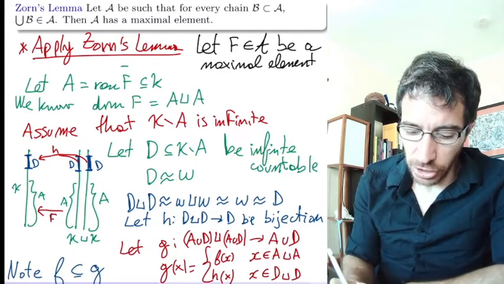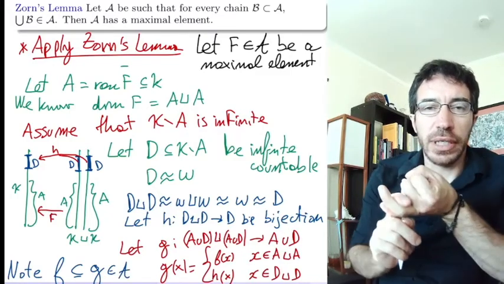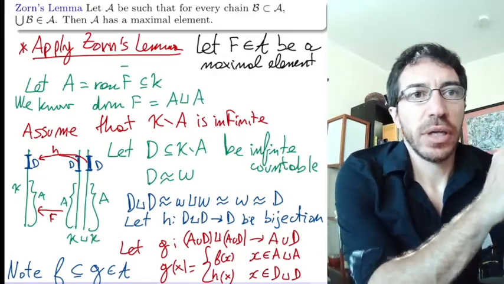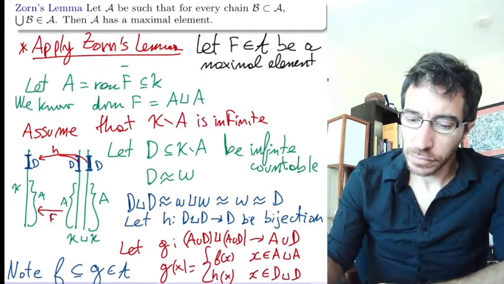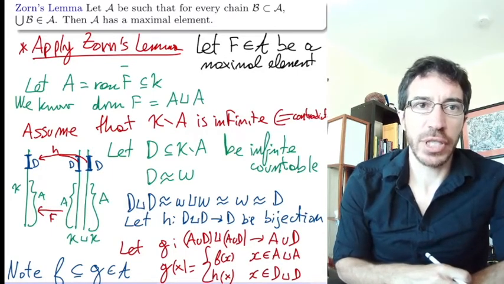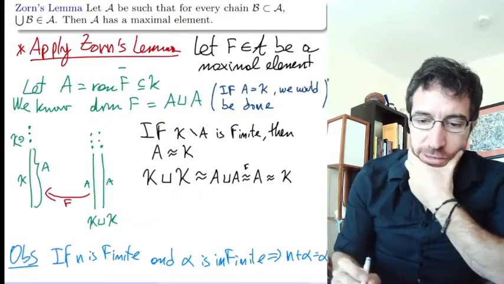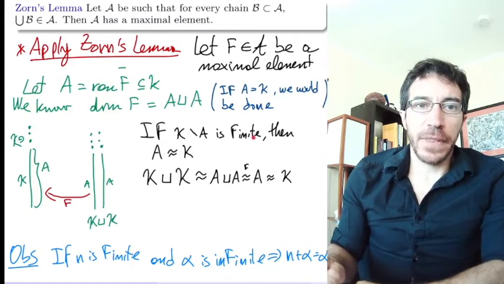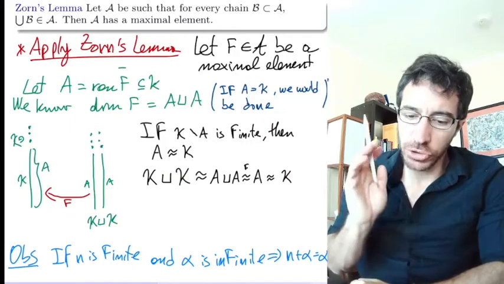Also g belongs to our collection of sets because it's one-to-one, since both f and h are one-to-one. The range and the domain have the right properties, so we made a bigger function, right? This contradicts the fact that f was maximal. We get a contradiction from the assumption that kappa minus A was infinite, and therefore it has to be finite. We proved before that in the case when it's finite, we still get a bijection between kappa union kappa and kappa. Cool, so that's the end of the proof.